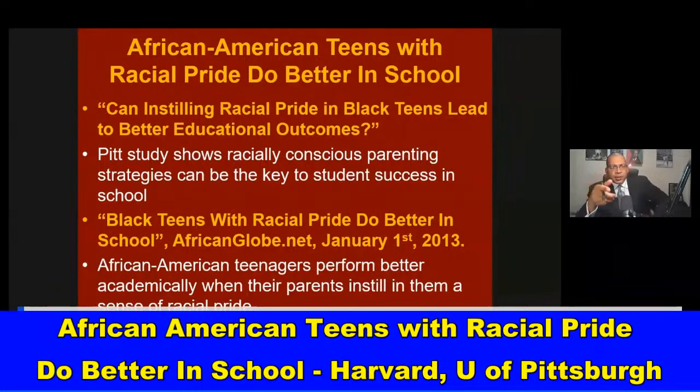So then we have this study right here. This is a joint study by the University of Pittsburgh and Harvard University. It deals with how African-American teens with racial pride do better in school. And University of Pittsburgh has an article, Can Instilling Racial Pride in Black Teens Lead to Better Educational Outcomes? Pitt University study shows racially conscious parenting strategies can be the key to student success in school. AfricanGlobe.net has the article, Black Teens with Racial Pride Do Better in School, from January 1st, 2013.